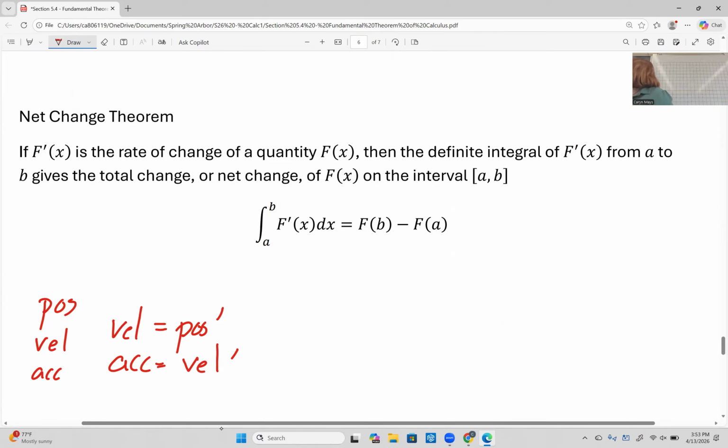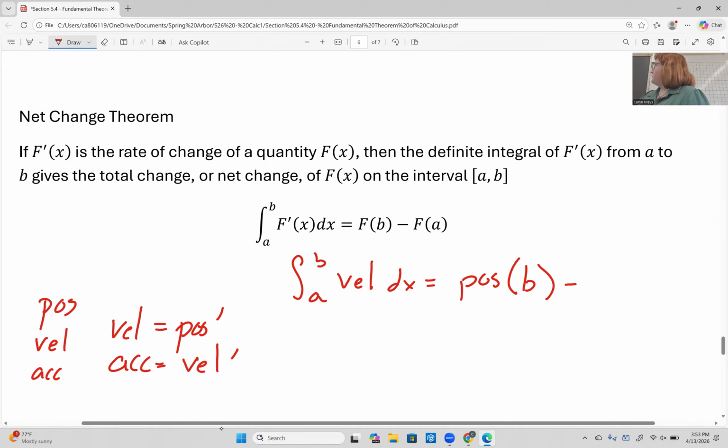What this is saying is, if velocity is the derivative of position, then if I'm trying to take the integral of velocity, I'm just finding the difference between my two positions. The integral of velocity gives me my final net change. Because notice this doesn't account for what happened in the middle.